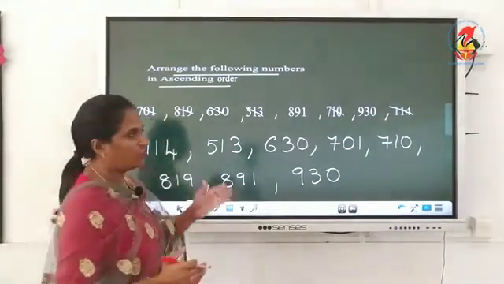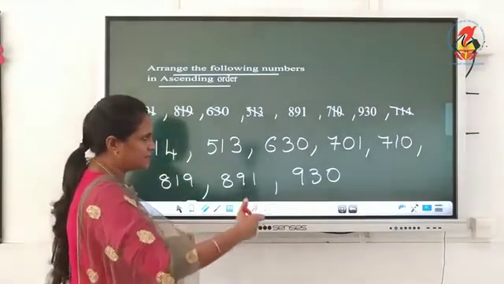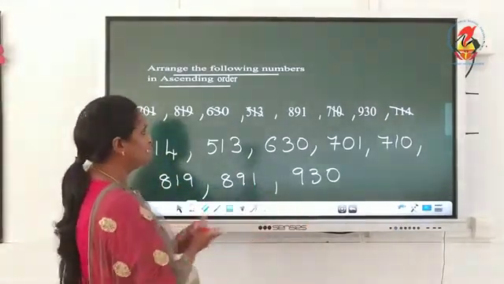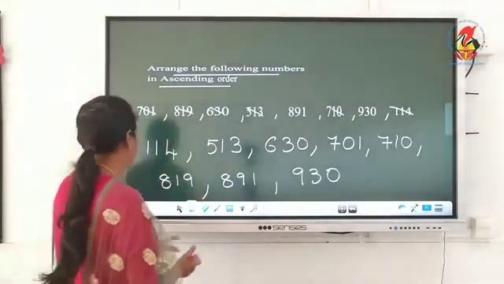This is how you arrange in ascending order. First you find the smaller number, then one a bit greater, and you will reach the greatest number. That is, you arrange from small to big. Got it?